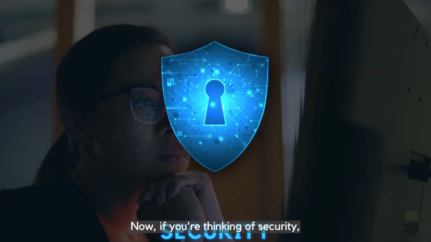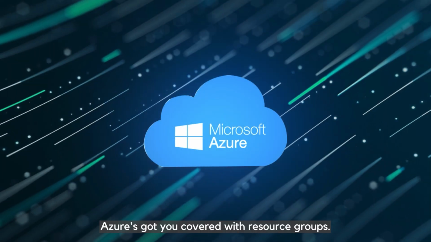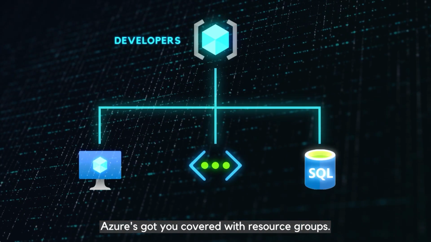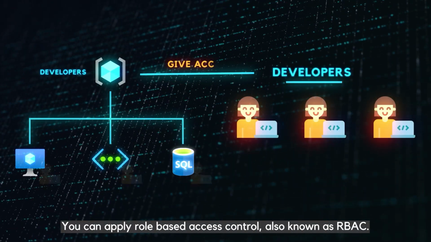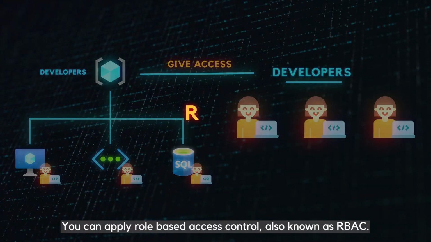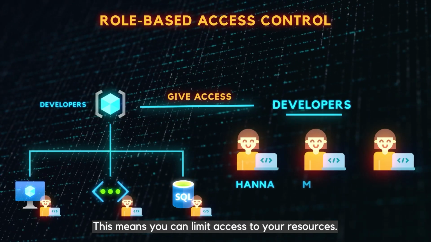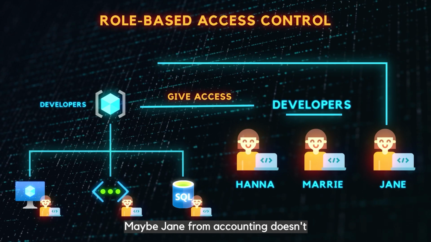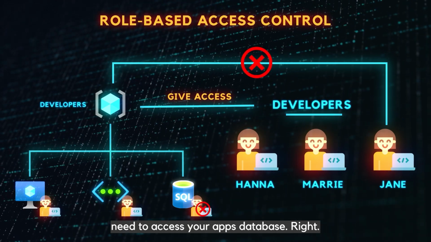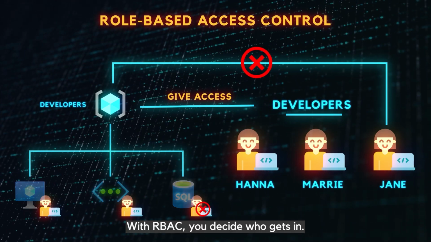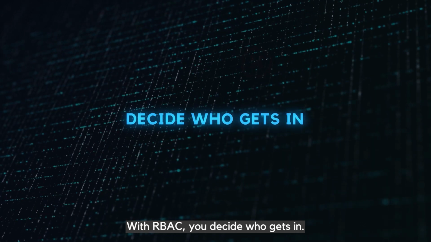Now, if you're thinking of security, Azure's got you covered. With resource groups, you can apply role-based access control, also known as RBAC. This means you can limit access to your resources. Maybe Jane from accounting doesn't need to access your app's database, right? With RBAC, you decide who gets in.